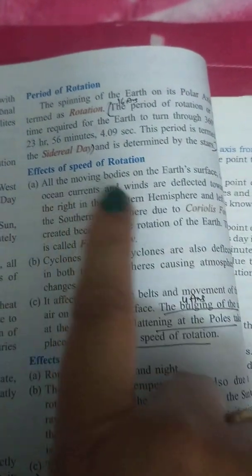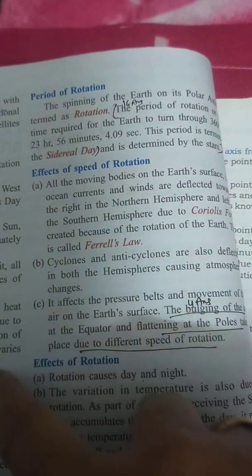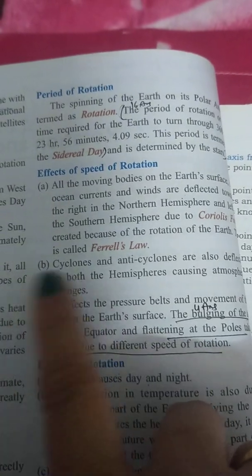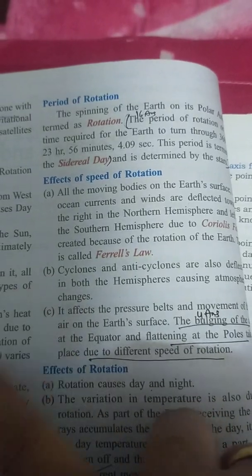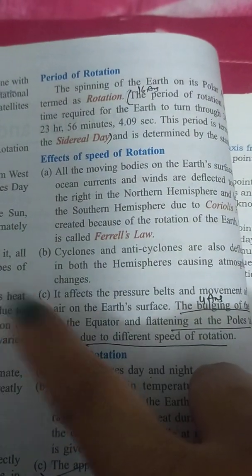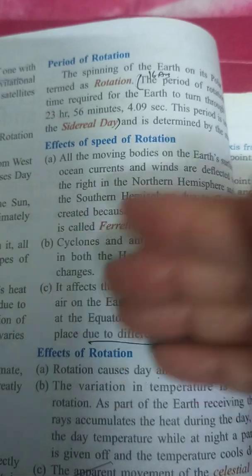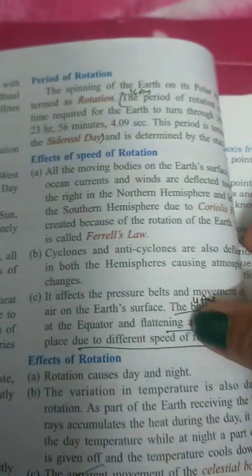Okay, secondly, cyclones and anticyclones. Cyclone means when a low pressure area is surrounded by high pressure. Anticyclone means when a high pressure area is surrounded by a low pressure area. The wind moves from high to low pressure. In a cyclone, the wind comes from outward to inward, and in an anticyclone, the wind moves from inward to outward.